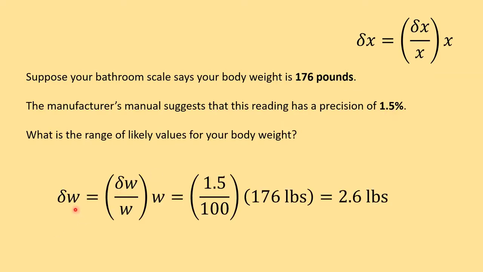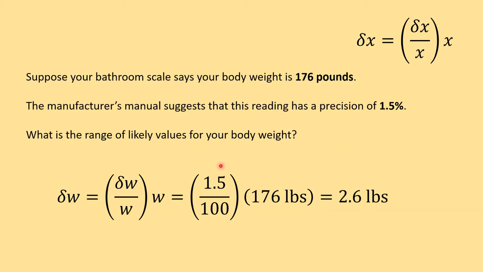I'm going to use the letter W now instead of L or X. W for weight. So the absolute uncertainty in your weight would be the relative uncertainty, which I've enclosed in parentheses, times the best estimate for your weight. So the scale told you 176, that's its best estimate, but the manual that came with the scale tells you that it could be off by as much as 1.5%, and I just made that number up.